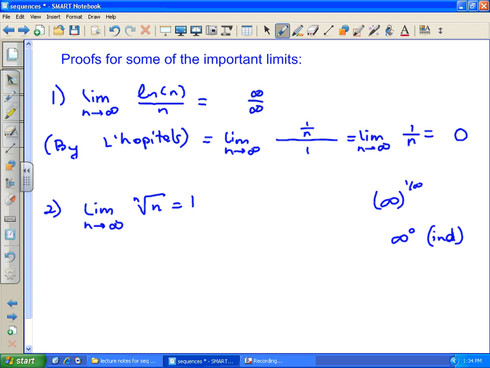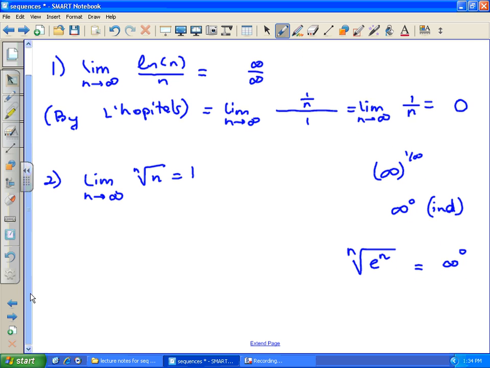For instance, I could have the nth root of e to the n. Technically, this is of the format infinity to the 0 power. But is the answer going to be 1? Let's think about it. What is the nth root of e to the n, by the way?